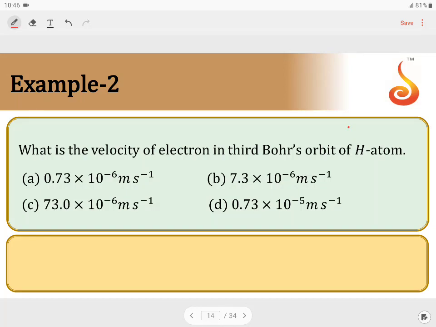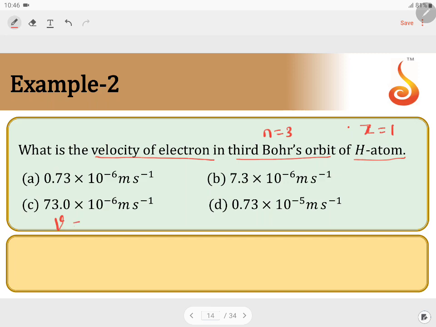So this is a problem which is based on velocity of electron. Now the question is, what's the velocity of electron in third Bohr orbit? Third means n is equal to 3 of hydrogen atom. Hydrogen atom means Z is equal to 1. So we have a formula.